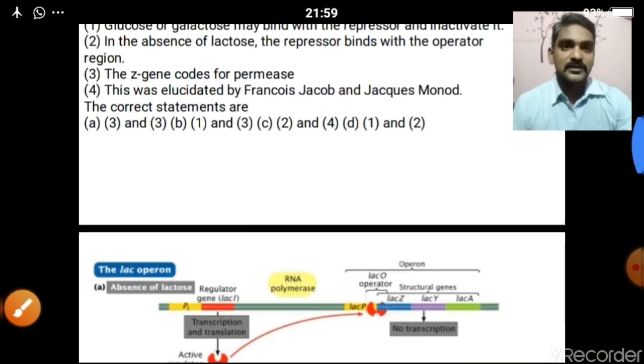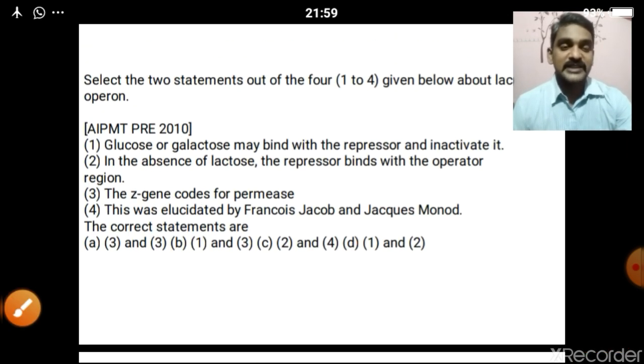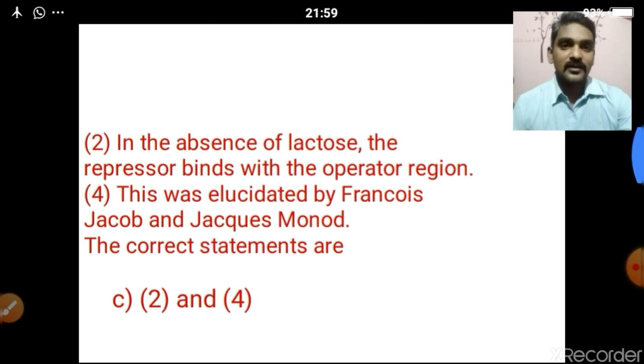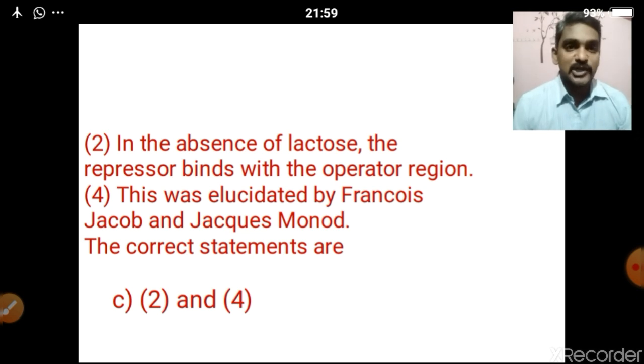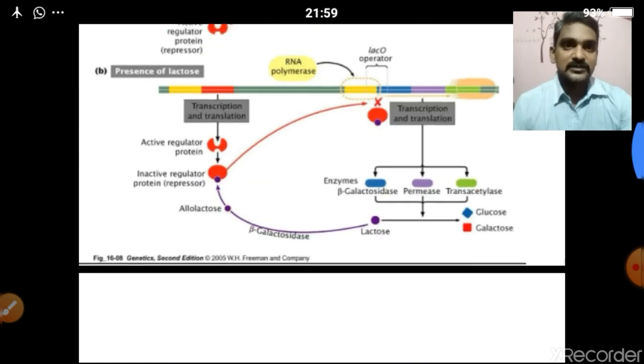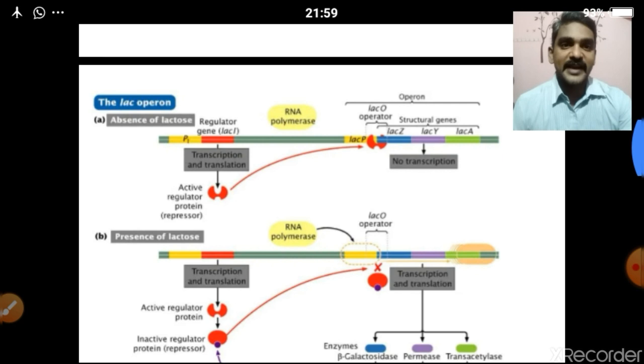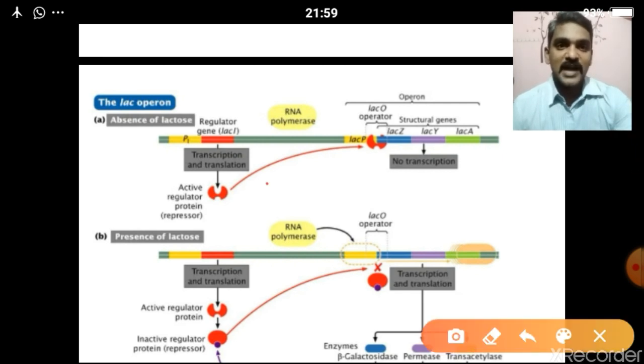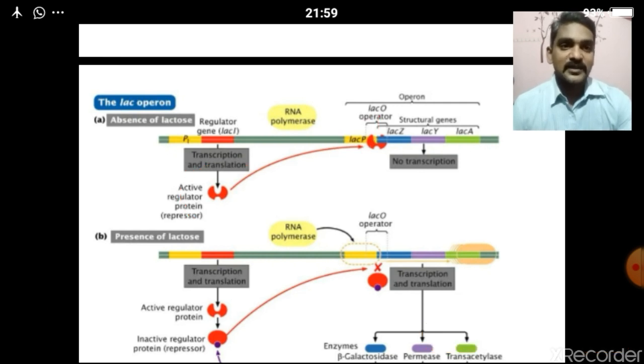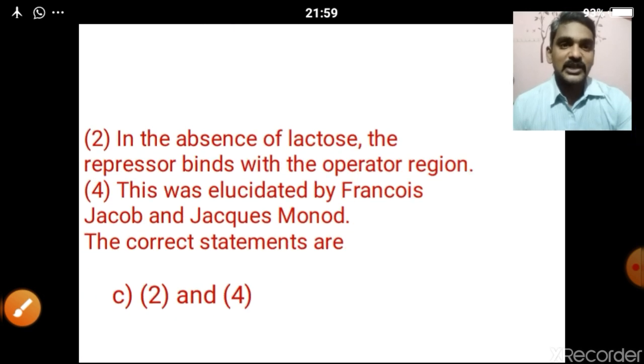Okay, so the option is C. 2 and 4 will be correct. So in the absence of the lactose, the repressor binds with the operator region. You can see in the first diagram, in the absence of the lactose, what happens? The repressor binds to the operator region. So that is right. And the next is elucidated by Jacob and Monod. So option C is right.